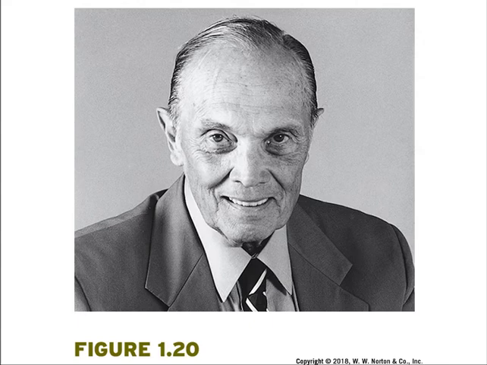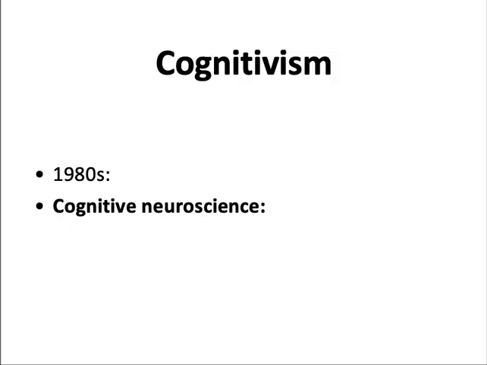There's a picture of George A. Miller. He established the Center for Cognitive Sciences at Harvard University. Computers came along and led to information processing theories. In the 1980s, cognitive psychologists joined forces with neuroscientists, computer scientists, and philosophers, and started a new branch called cognitive neuroscience. This is the study of the neural mechanisms underlying thought, learning, perception, language, and memory.